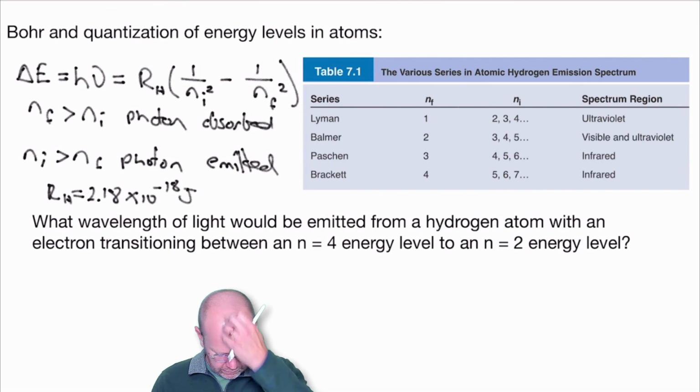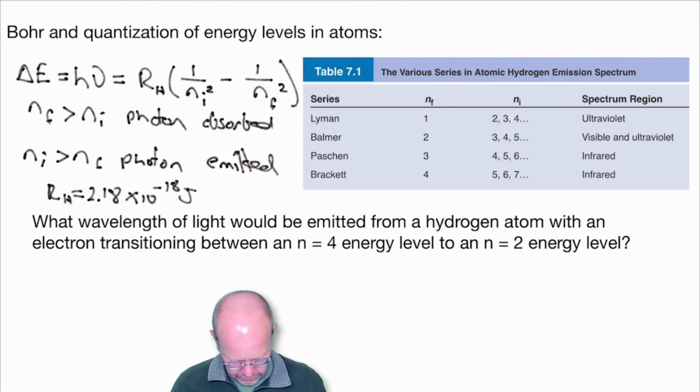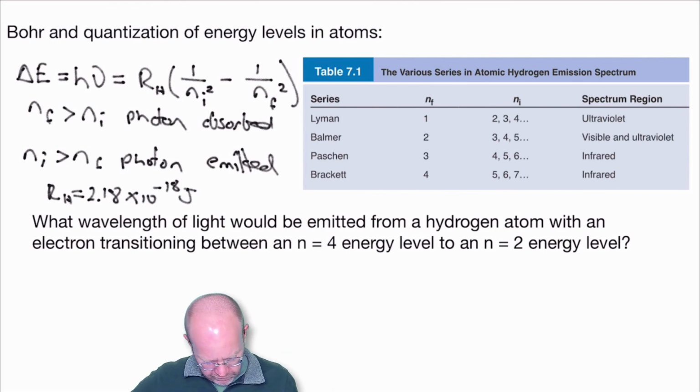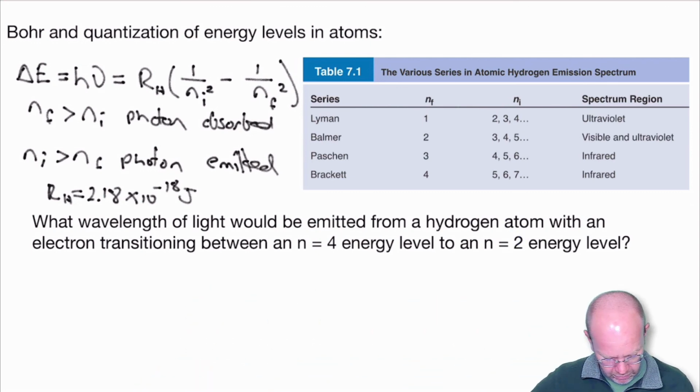So let's do a quick example just to make sure that this is totally clear. What wavelength of light would be emitted from a hydrogen atom with an electron transitioning between n equals 4 to n equals 2? So we're starting at a higher principal quantum number energy level and going down to a lower principal quantum number. So we're talking about an emission. That's already stated there in the problem. So let's use this equation. And we want a wavelength.